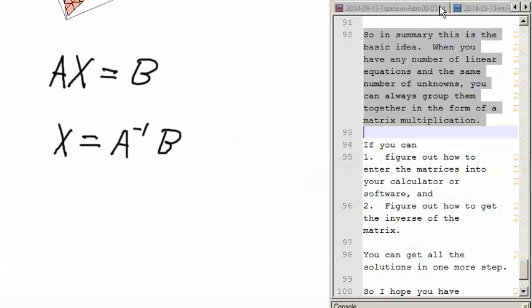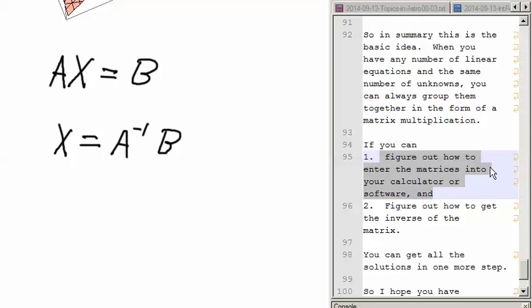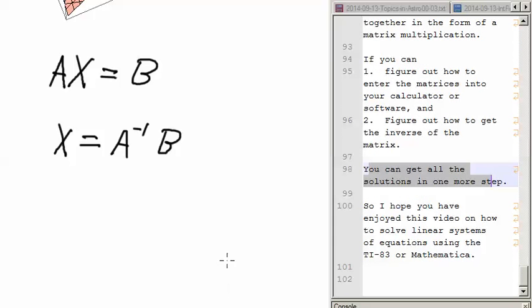Okay. In summary, this is the basic idea. When you have any number of linear equations and the same number of unknowns, you can always group them together in the form of a matrix multiplication. If you can figure out how to enter the matrices into the calculator or software, and then figure out how to get the inverse of the matrix, you can get all of the solutions in one more step by taking A inverse times B.